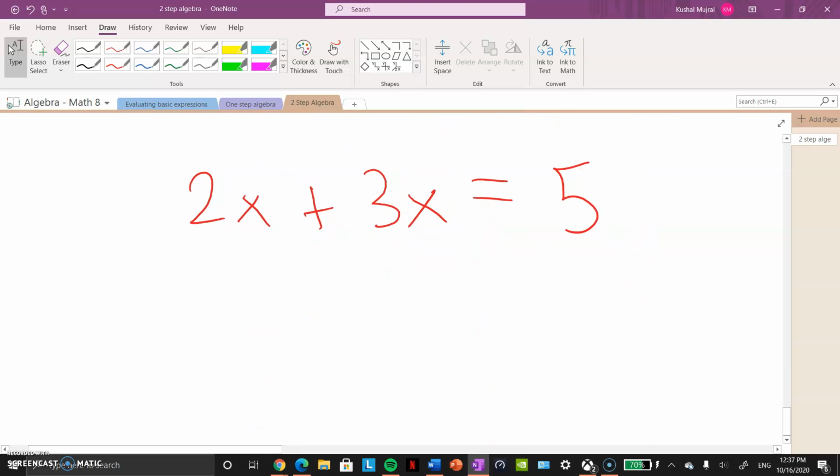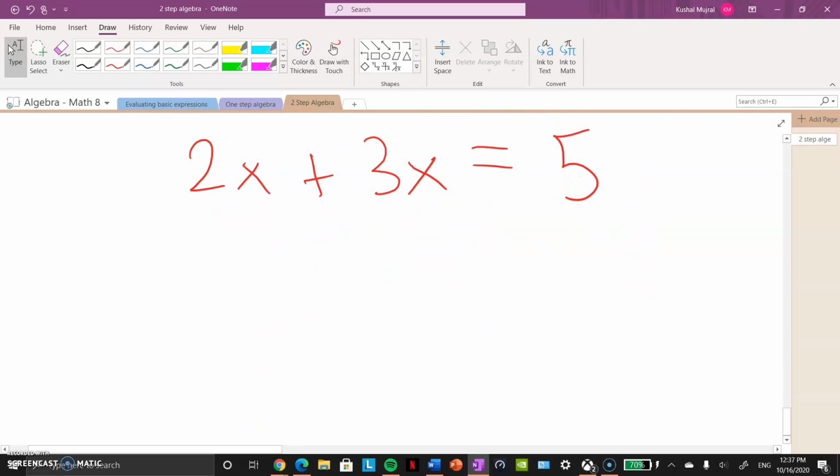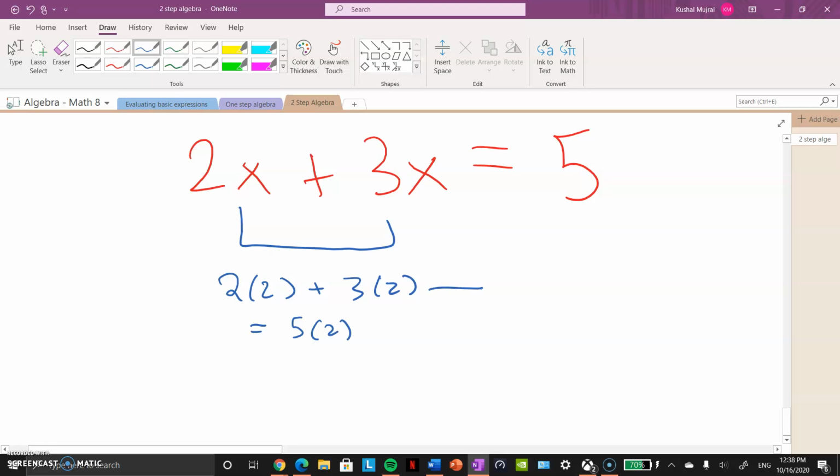Okay. 2x plus 3x equals 5. Okay. So the first thing that we're going to do here is we're going to join this together. So think about it for a second. Say I have 2 2's and 3 more 2's. That would be 5 2's, right? And I'll just prove this here. 2 times 2 is 4, plus 3 times 2 is 6, which is 10, and then 5 times 2 is also 10, okay?